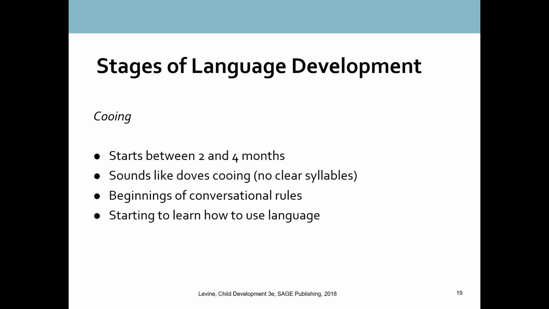But it's considered that they're beginning to learn how to use language because they are not cooing while the mother speaks. I mean, the mother will speak, and when she finishes, they will start cooing. And then, when they finish cooing, the mother speaks. And so they're learning conversational rules already, in these first few months of life, that you kind of take turns, which is interesting. Okay. So that's cooing, 2 to 4 months, soft vowel sounds.